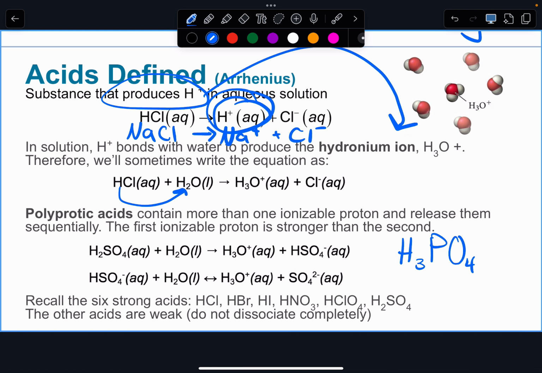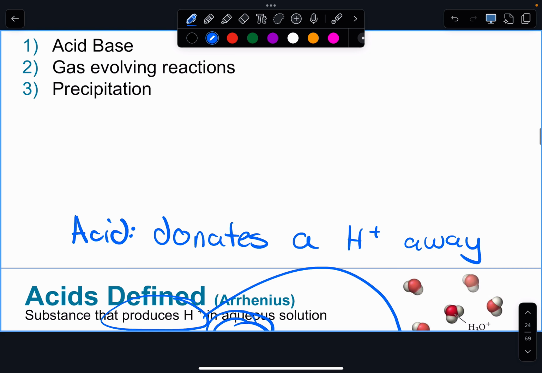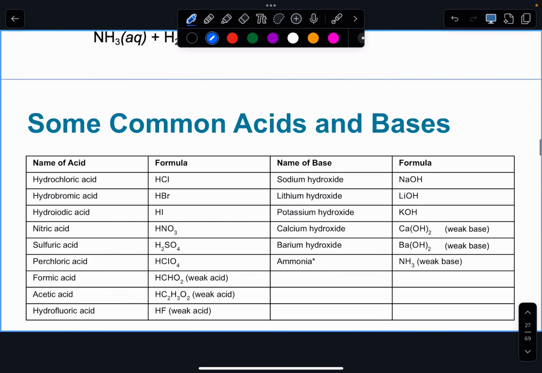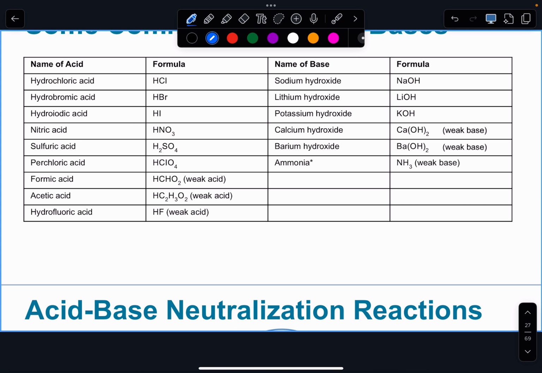All right, I feel like we need to take a little bit of a break. So why don't you, I'm going to give you an acid. Oh, there's a list. Where did it go? There it is. I want you to do formic acid and hydrofluoric acid, and I want you to write the reaction in water for those two acids. Okay, so formula of formic acid plus water, tell me what the products are.